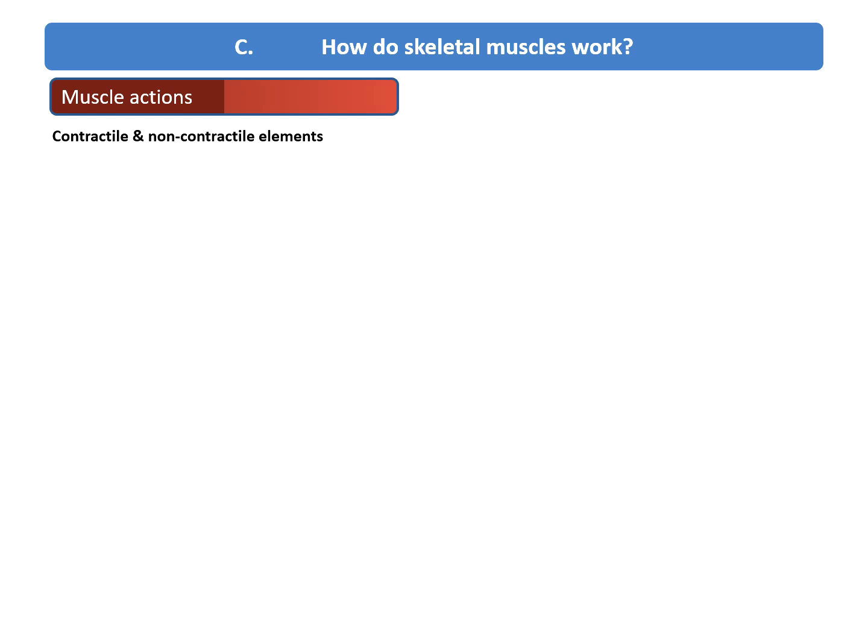Let's look at 2 kinds of elements in muscle. These are contractile and non-contractile. It's important to distinguish between the contractile and non-contractile elements to understand how muscles work.